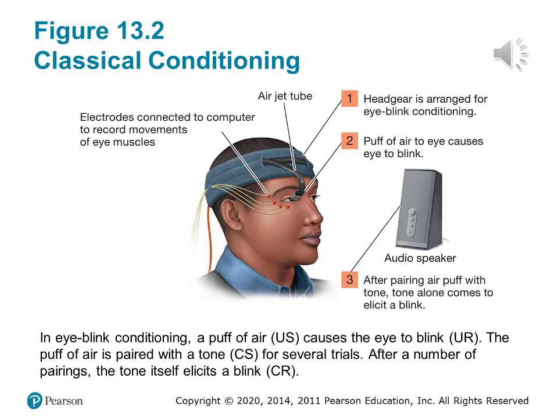The image here shows a man with headgear that has electrodes connected to a computer that records movements of eye muscles. In this illustration, an air jet tube from the headgear sends a puff of air to the eye. An audio speaker is shown beside the man's image. The steps show classical conditioning as follows. Headgear is arranged for eye blink conditioning. Puff of air to the eye causes eye blink. After pairing air puff with tone, tone comes to elicit eye blink on its own as evidence of classical conditioning.